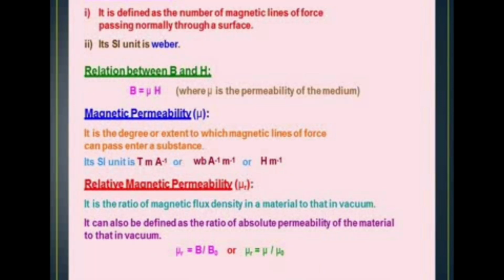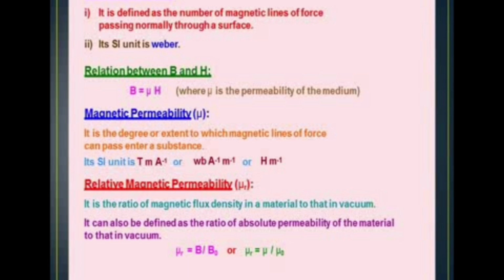Next thing is magnetic flux. So magnetic flux is defined as the number of magnetic lines of force passing normally through a surface area. So how many magnetic lines of force pass through a closed surface area, that is magnetic flux. Electric flux, electric field, we have seen like that. In the same way this is also magnetic flux.